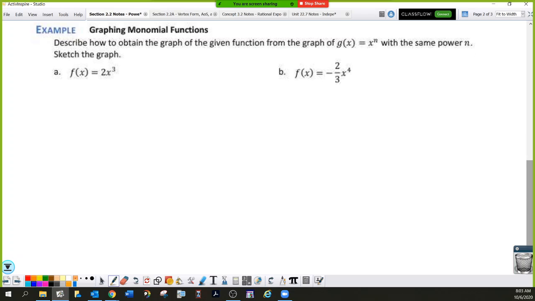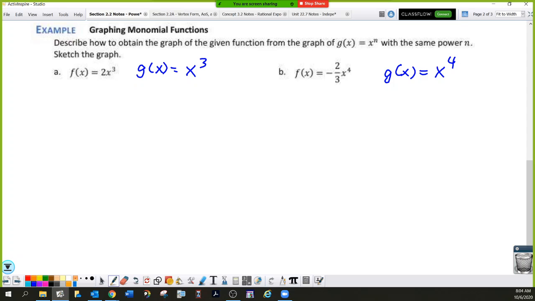So monomial functions. Notice that both of these have an integer power. That is not always required, but these two have integer powers. It says, describe how to obtain the graph of the given function from the graph of its parent function. So this one's parent function would have been x to the third, and this one's parent function would have been x to the fourth. So we're just going to sketch the graph and then describe the transformation. So what is that 2? What kind of transformation is that? And on part B, what kind of transformations are the negative and 2/3 going to give us?